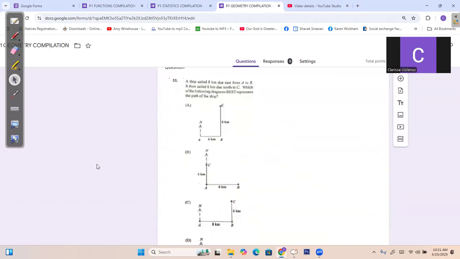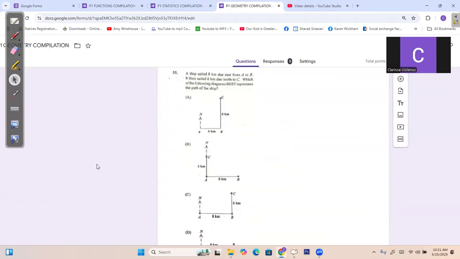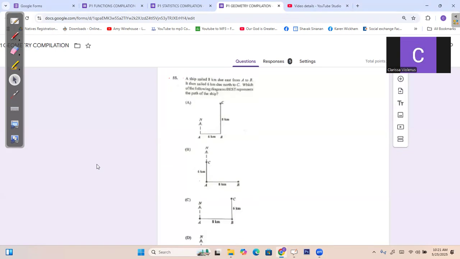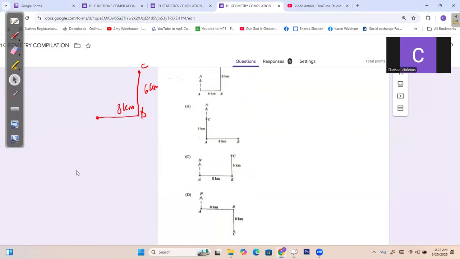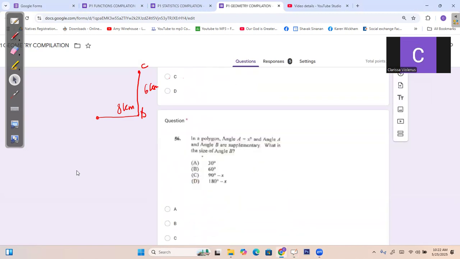Here we have some bearings, so we just got to pick the picture that represents this information the best. A ship sailed 8 kilometers due east. That means this direction, due east. So from here, it went east 8 kilometers to B, then sailed north to C, which would have been 6 km. So you're just looking for the one that looks like this, 8 across, 6 up. So that will be C.